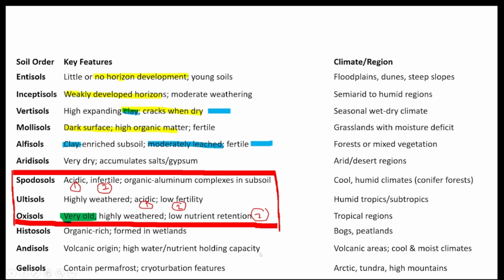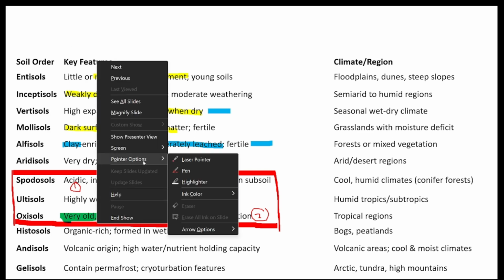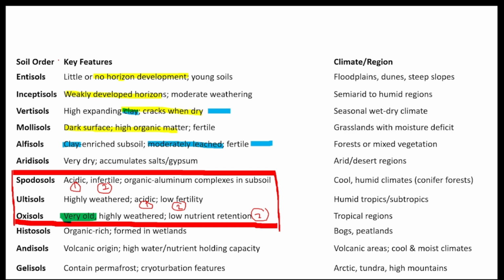That's it. So let's revise again. This is the summary of whatever I have taught today. Let's discuss again for the last time for this presentation, not for your exam. Entisols are what? No horizon. They are found in floodplains, dunes, steep slopes. Inceptisols are what? They have weakly developed horizons. They are found in semi-arid to humid region.